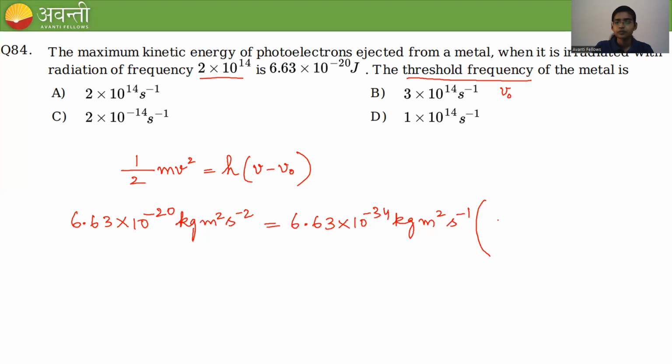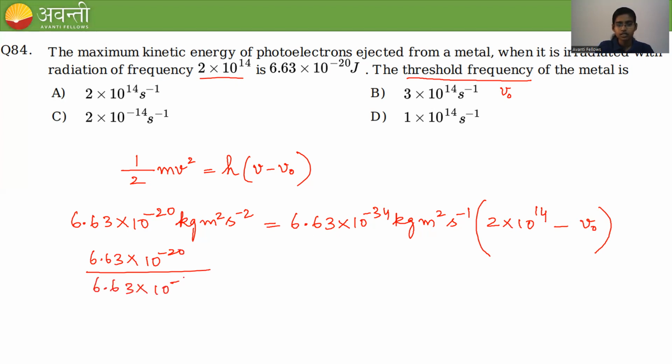Frequency value is 2 into 10 power 14, minus mu naught, we are asked to find out. This is the threshold. Got it? Now how to solve this? 6.63 into 10 power minus 20 divided by, take this term here, 6.63 into 10 power minus 34, which is equal to 2 into 10 power 14 minus mu.